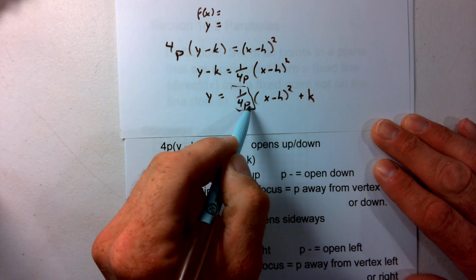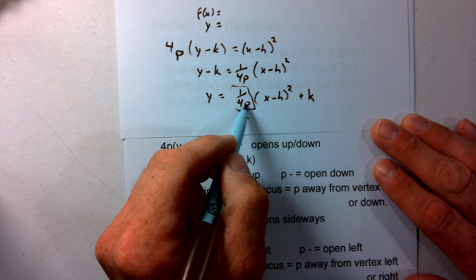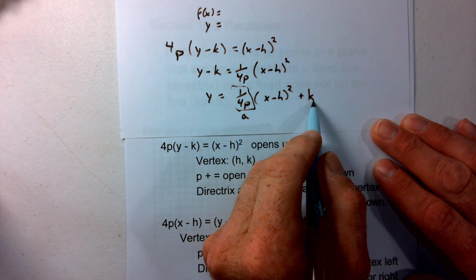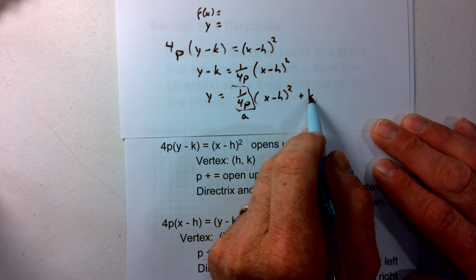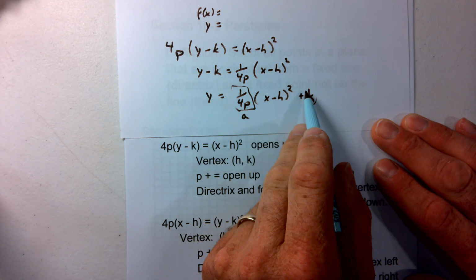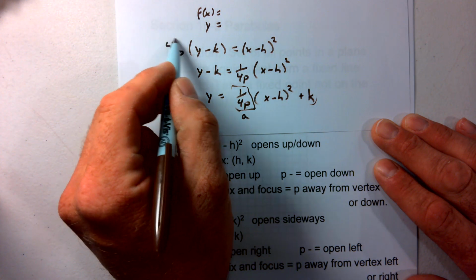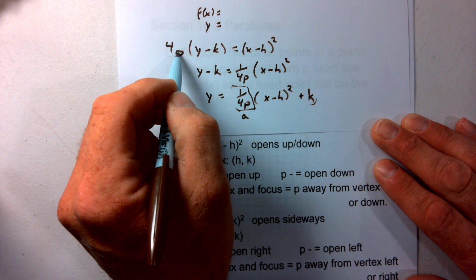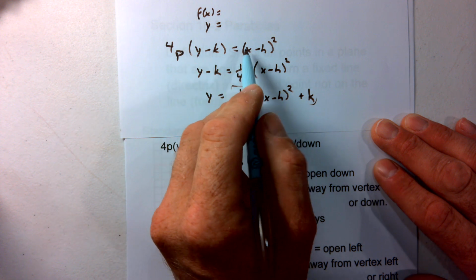So what's going to determine this is if p is positive, it's going to open up, and if p is negative, that'll make that fraction negative, so it'll open down. This k value was the y value of the vertex. So if we come up here and look at it, this 4p is going to tell us something about the a value. It's going to tell if it's positive or negative, so if it opens up or down. It'll also tell us left or right on a sideways parabola.